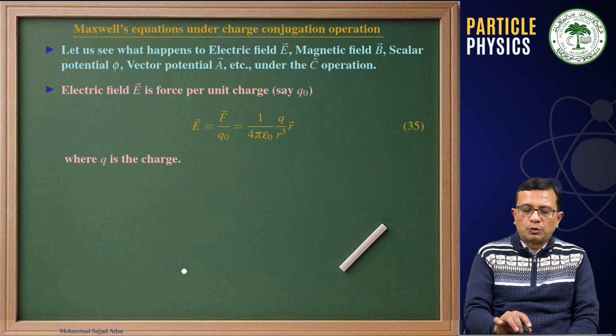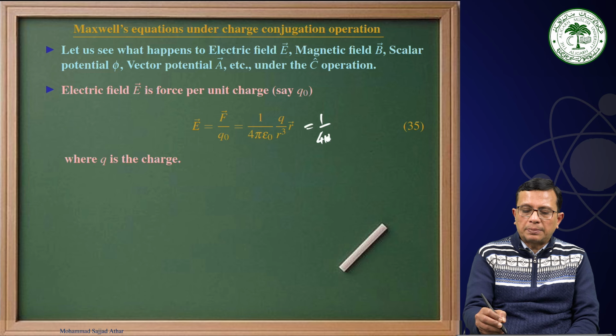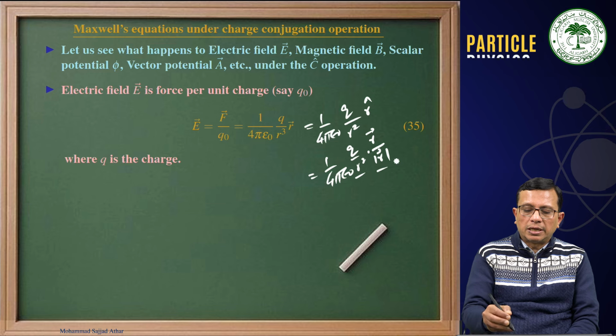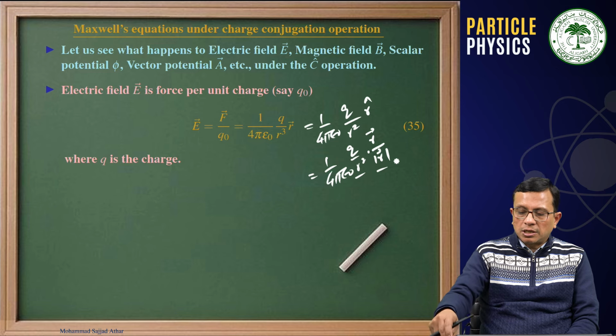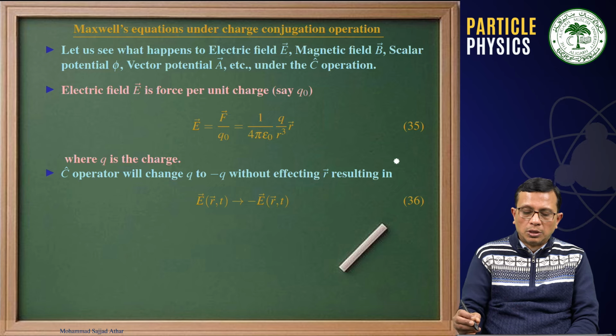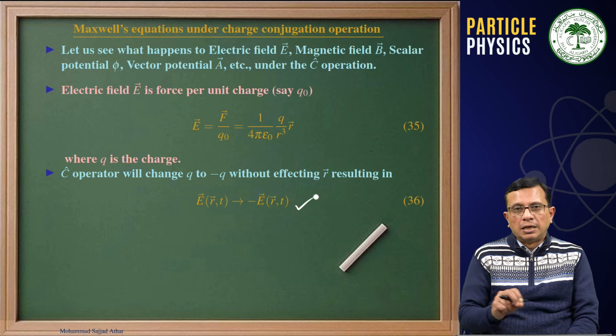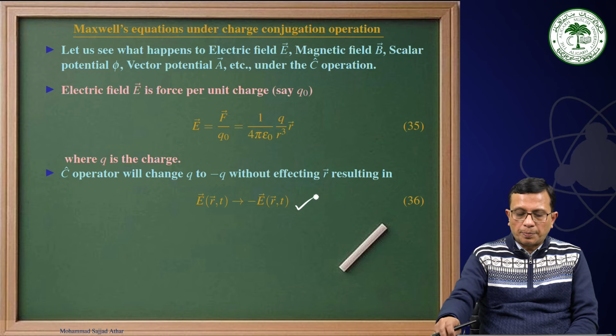The example we have seen is that it is force per unit test charge, and that is given by 1 by 4 pi epsilon naught q by r cube times r. Either you can write it as 1 by 4 pi epsilon naught q by r square unit vector r, or I am writing it as 1 by 4 pi epsilon naught q by r square r vector by mod of r, and these together I am writing as r cube. Now what happens when we apply the charge conjugation operation? As you see, r does not change while q changes to minus q. Therefore, the electric field changes to minus E when we operate by the charge conjugation operation.